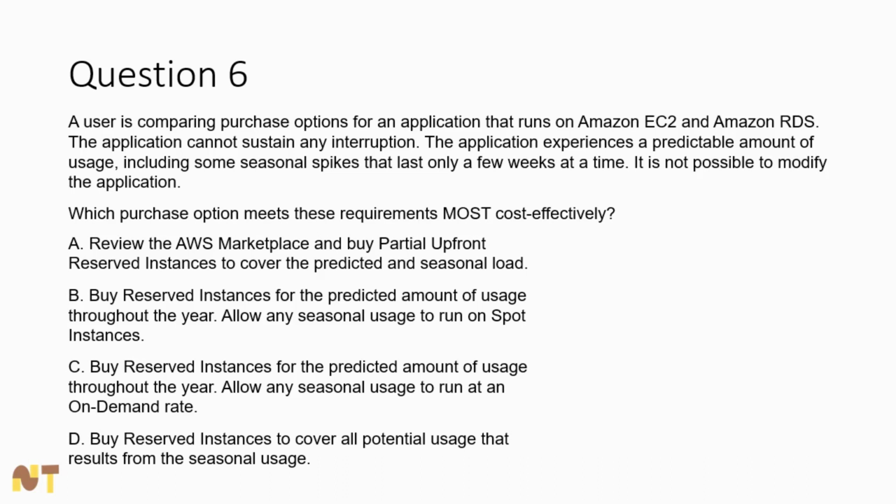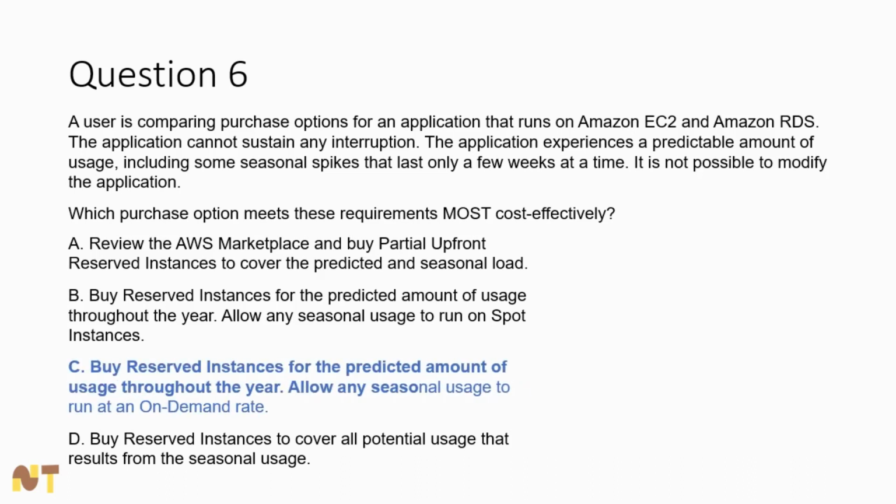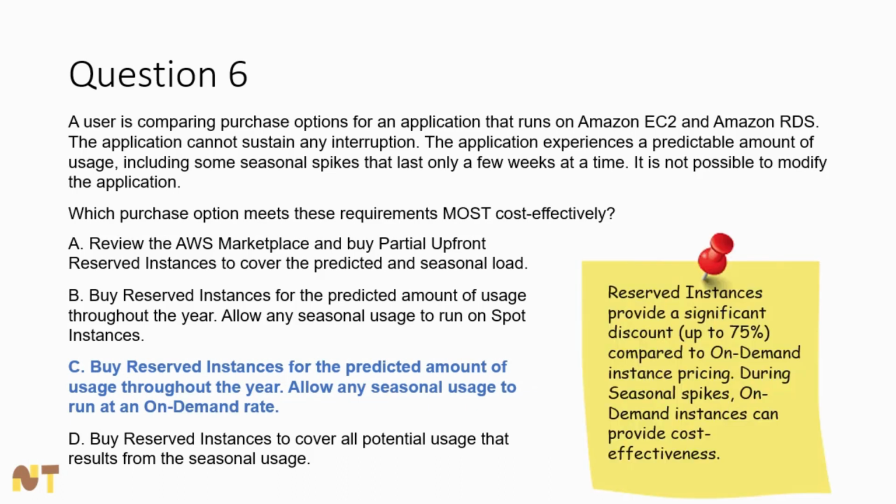Now, the most effective option that meets these requirements is option C, that is, buy reserved instances for the predicted amount of usage throughout the year and allow any seasonal usage to run on on-demand instances. Now, let's understand why option C is the best choice.